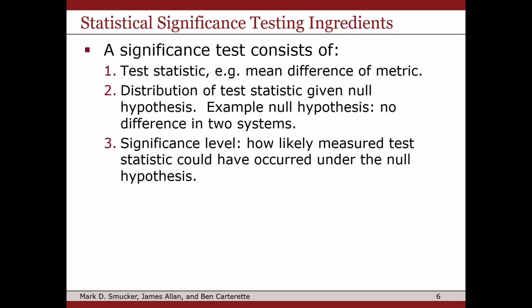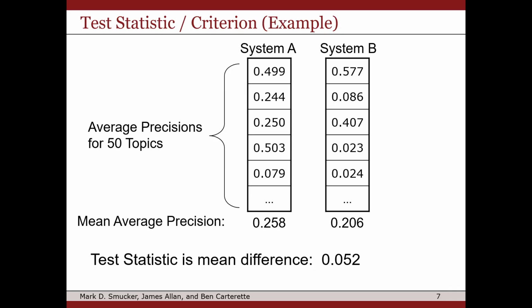And then we're going to produce a significance level. This is talking about the p-value, or the probability that we would see a result this large or larger for the difference of those systems.